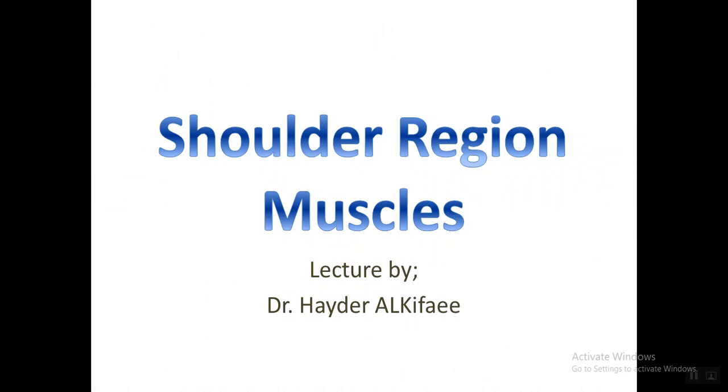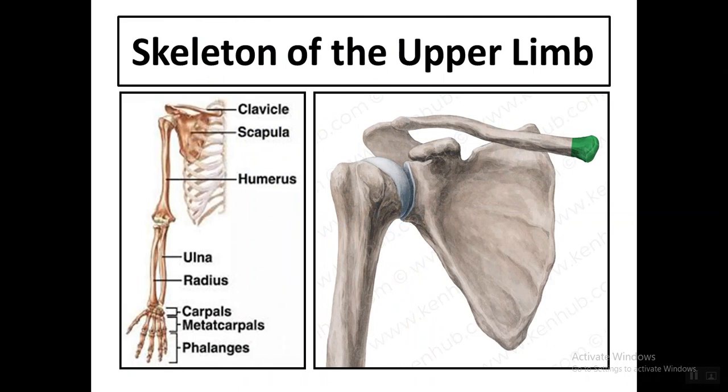اليوم راح ناخذ أول محاضرة من محاضرات الأبر لمب. أول محاضرة راح تكون عن الشولدر ريجن، هي منطقة الكتف. First of all، بداية يجب أن نعرف skeleton of the upper limb، يعني الهيكل العظمي للأطراف العليا.